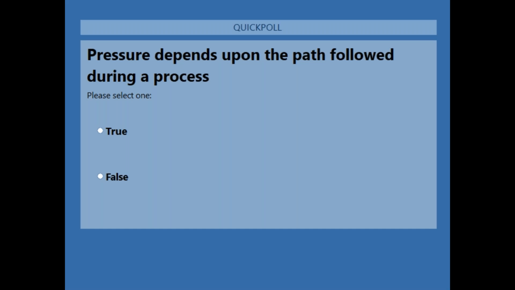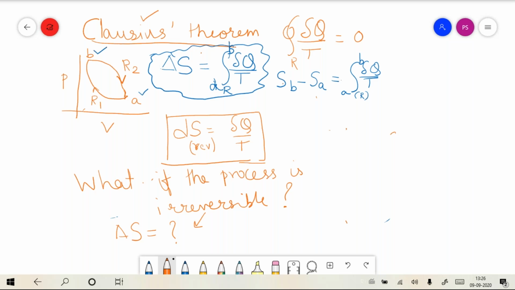As I had taken an example, pressure is a property and it is a point function, so it does not depend upon the path which is followed. Once you specify the initial state and final state, the pressure change is going to be independent of the path taken. So let me close this. The answer is false.